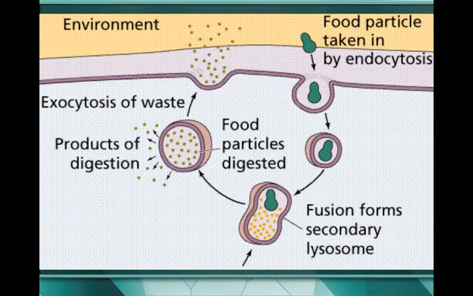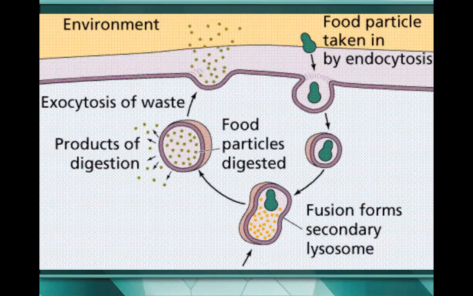So in this particular instance, in the upper right-hand corner, what you're looking at is a food particle that's being taken in by endocytosis. So here you go, there's your food particle. Notice that it gets bubbled in terms of a vesicle. Now it's in the vesicle that fuses with a lysosome, which has all these digestive enzymes in it. Remember, enzymes are proteins. It breaks down the food particles.